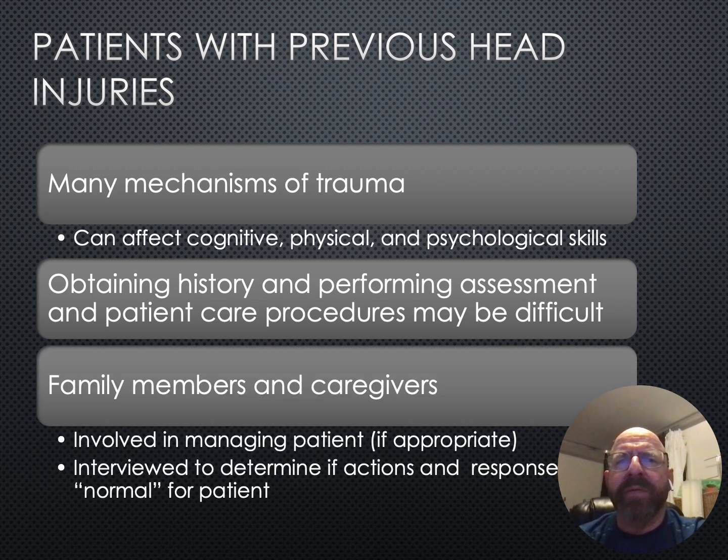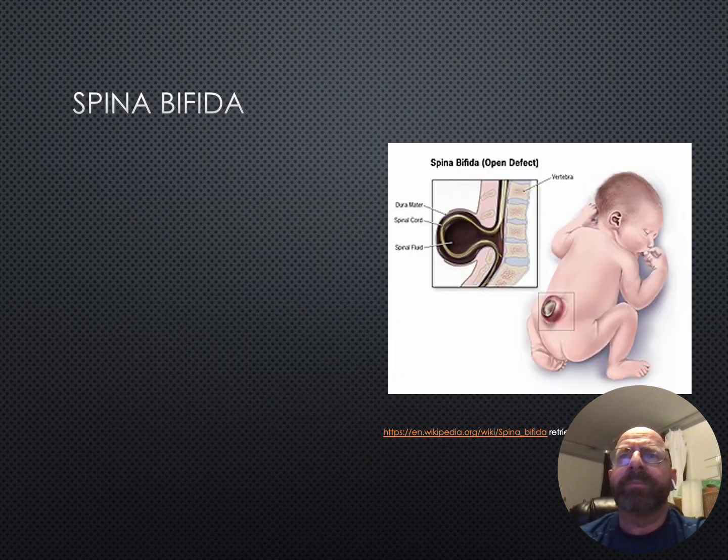Family members and caregivers may be involved in managing the patients, and they may have to let you know what is normal for the patient. And this kind of applies to all patients with difficulties communicating. Often their caregivers are going to know what is normal and help you make your baseline assessment.